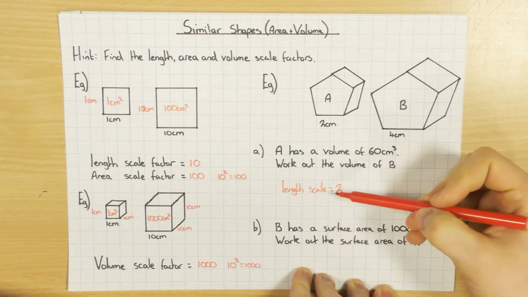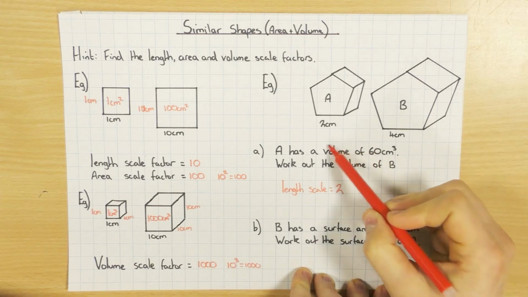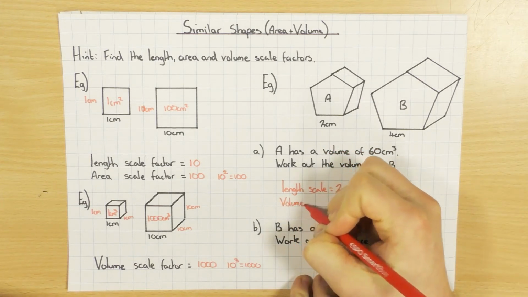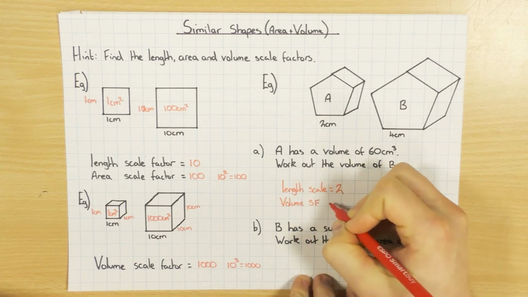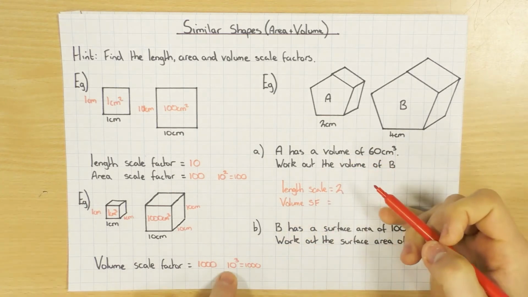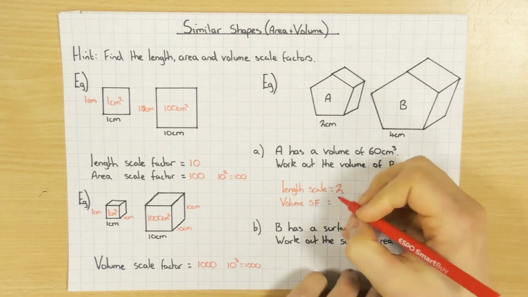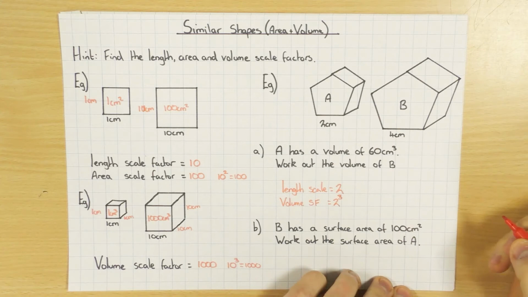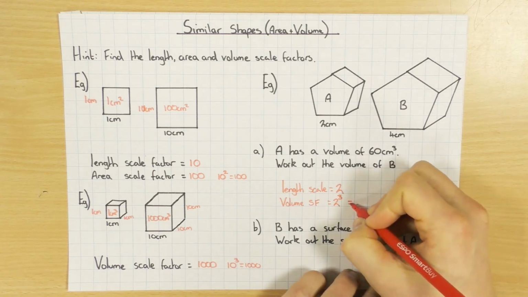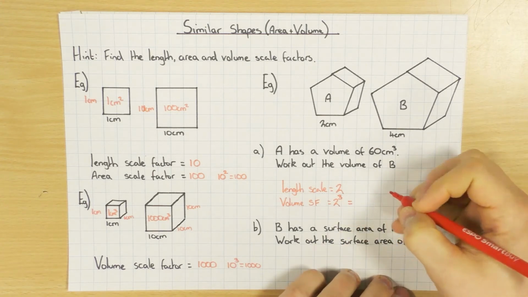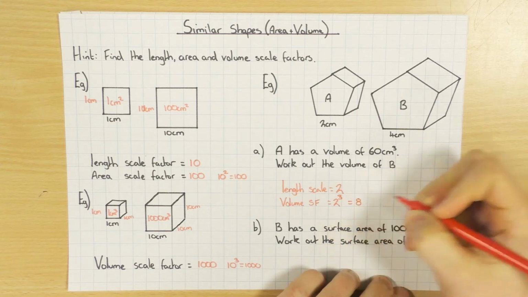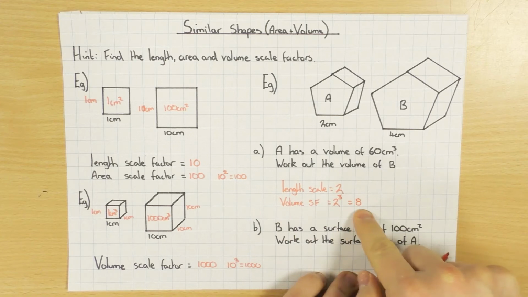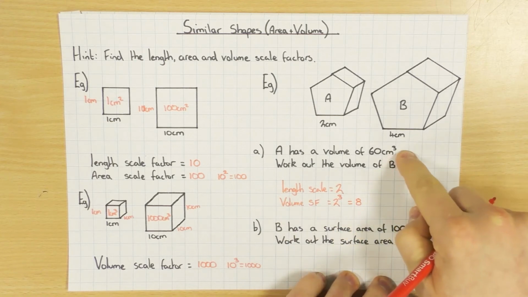Now, I don't want the length scale factor because I'm dealing with volume. So what I need is the volume scale factor, SF. And just like I said over here, if you know the length scale factor, which is 2, if you then cube it, it will tell you what the volume scale factor is. So 2 cubed, so 2 times 2 times 2 is 8. So the volume scale factor is 8. And that's the one I use when answering this question.